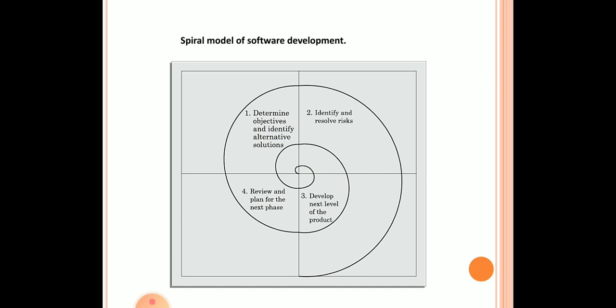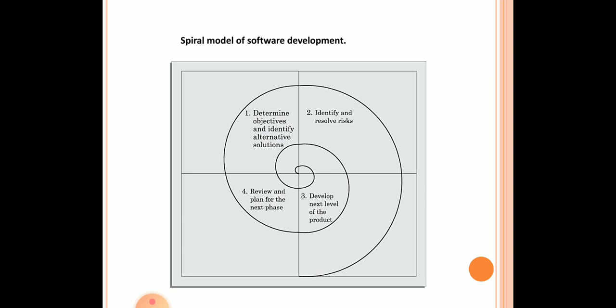And in the second quadrant, we identify and evaluate alternative solutions. The best possible solution will be chosen. The solutions are evaluated by developing an appropriate prototype. So it takes advantage of the prototyping model also. The risk and the solutions are evaluated by developing an appropriate prototype.